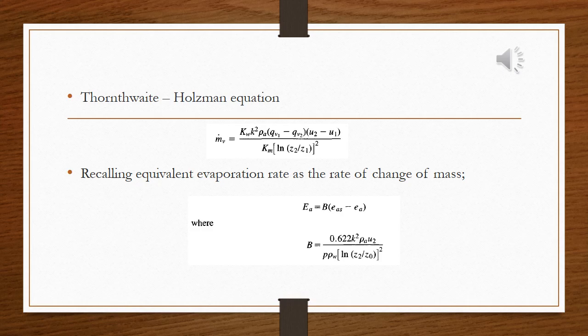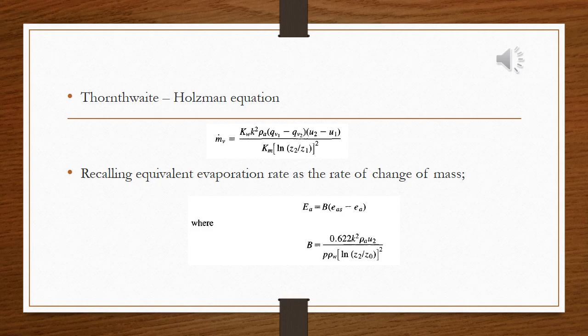But at the end, we are going to find this Thornthwaite-Holzman equation, which says the rate of change of mass is equal to a bunch of these variables. And we recall the equivalent evaporation rate as the rate of change of mass, as we did before. The rate of change, m dot v, is equal to the water density and the evaporation rate, multiplied by area.